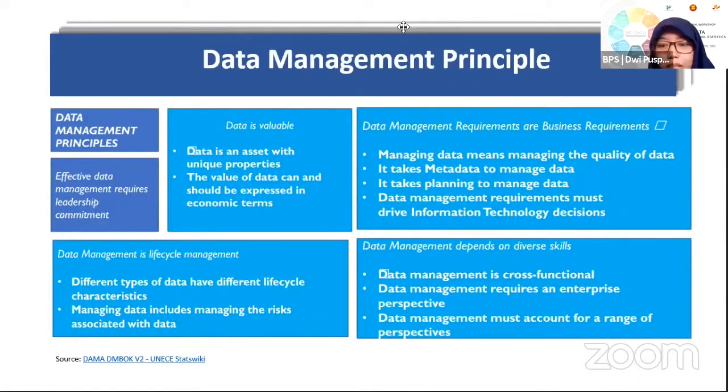And then the last principle is that data management depends on diverse skills. So data management is a cross-functional principle. Just because of the title itself, data management, it sounds like a high-level aspect, but actually it not only requires managerial aspect and knowledge, but it also requires technical skills. So the second point, data management requires an enterprise perspective. This is because we need to understand the business requirement and its alignment with organization needs as a whole. So we need managerial knowledge for that. But we also need to account for a range of perspectives. That is the last point. This range of perspectives is talking about the technical skills, starting from the technical issue regarding the data, and then the technical issue regarding the technology to manage the data.